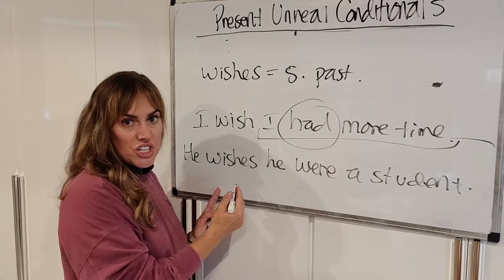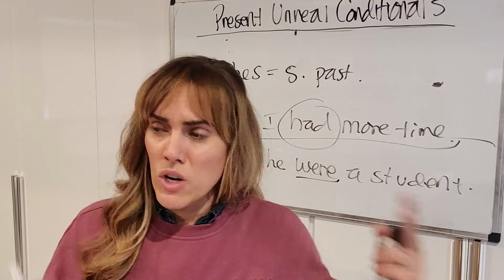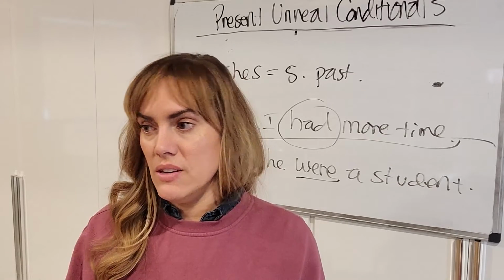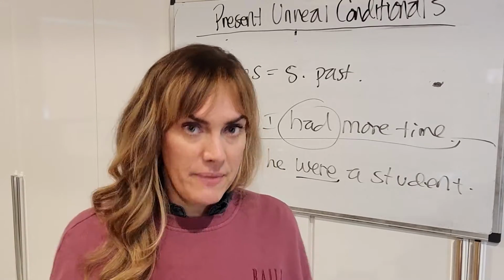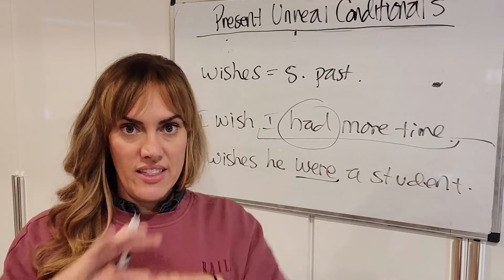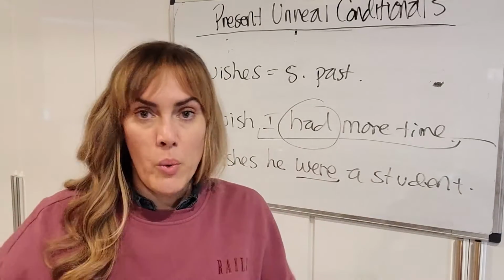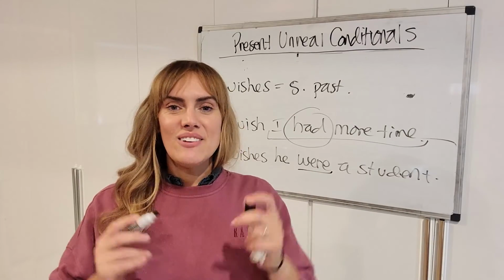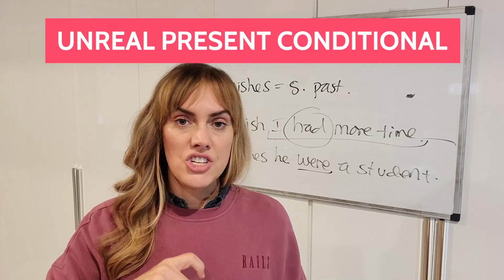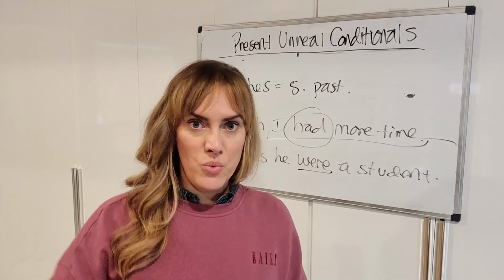Or he wishes he were a student. He's not a student. He works all the time. He wishes he were a student because maybe he would be happier or something. So this is for wishes about the present that obviously are not real because wishes are for things we want but we don't have. Okay, so that's how you use the unreal present conditional. The next one we're going to talk about is past unreal conditionals.